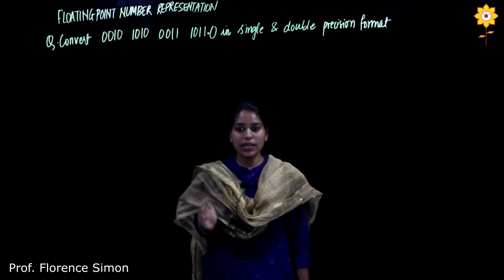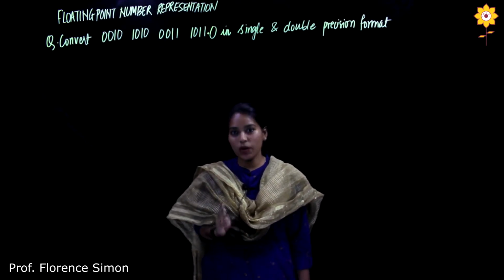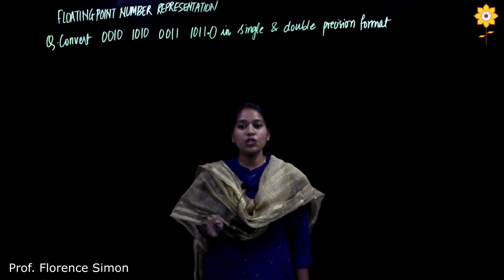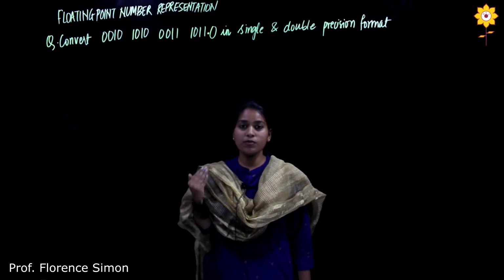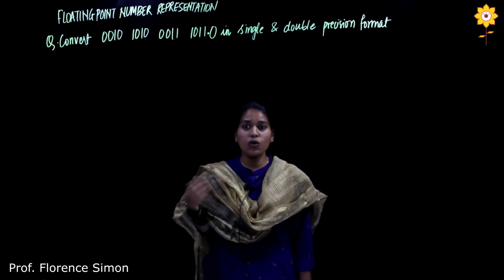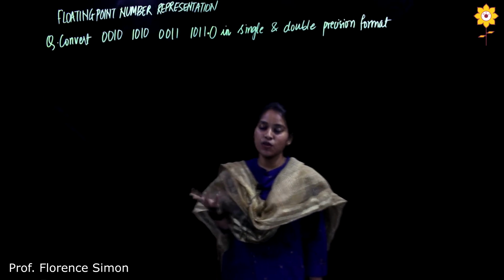So we are aware what is single precision format. Single precision format is nothing but IEEE 754 32-bit format, and double precision is IEEE 754 64-bit format. So in the paper, they can ask you to solve both or any one of it. So we'll try to solve in both the ways so you are aware how to solve the numerical.